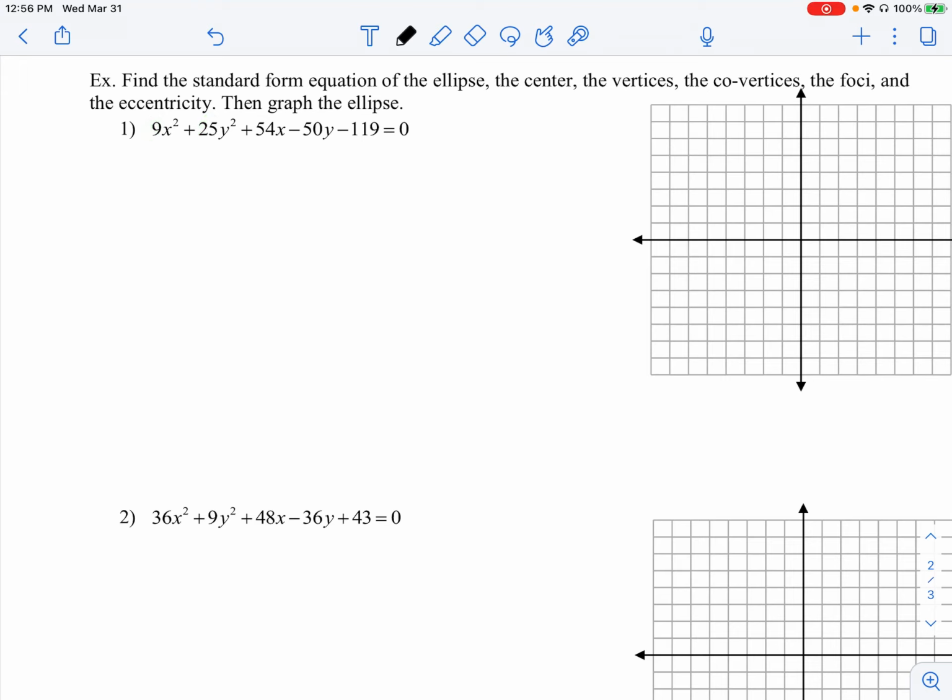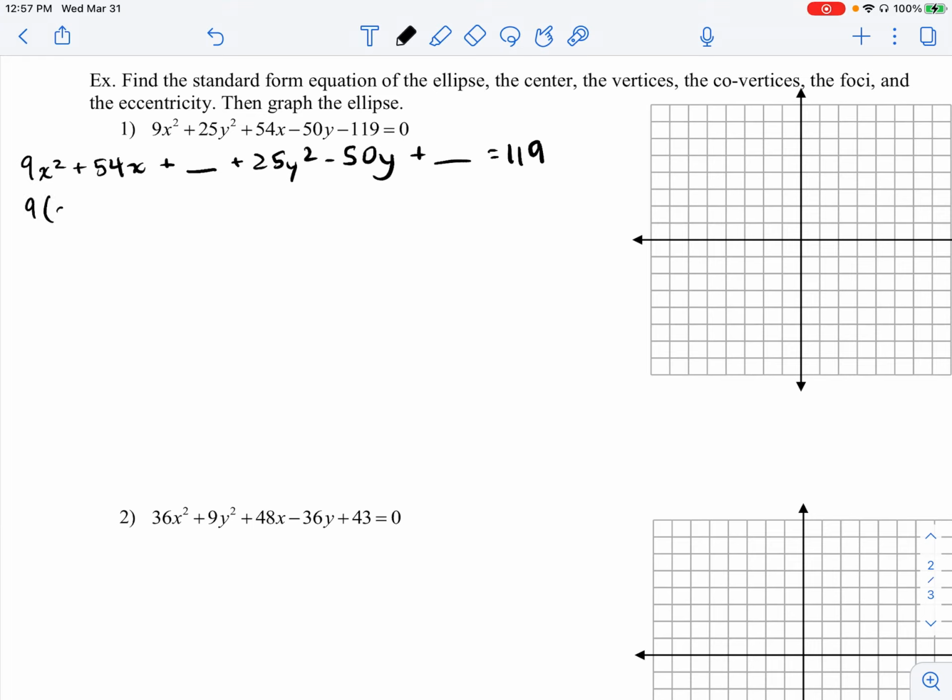So I'm going to group together my x values. So I've got 9x squared plus 54x plus something to complete the square, plus 25y squared minus 50y plus some constant in order to complete that square. And I'm going to move this constant of negative 119 over to the other side. Again, there's a number of different ways to complete the square. This is the one that makes the most sense to me. Now, I always like to factor out my leading coefficients, so I'm going to do that.